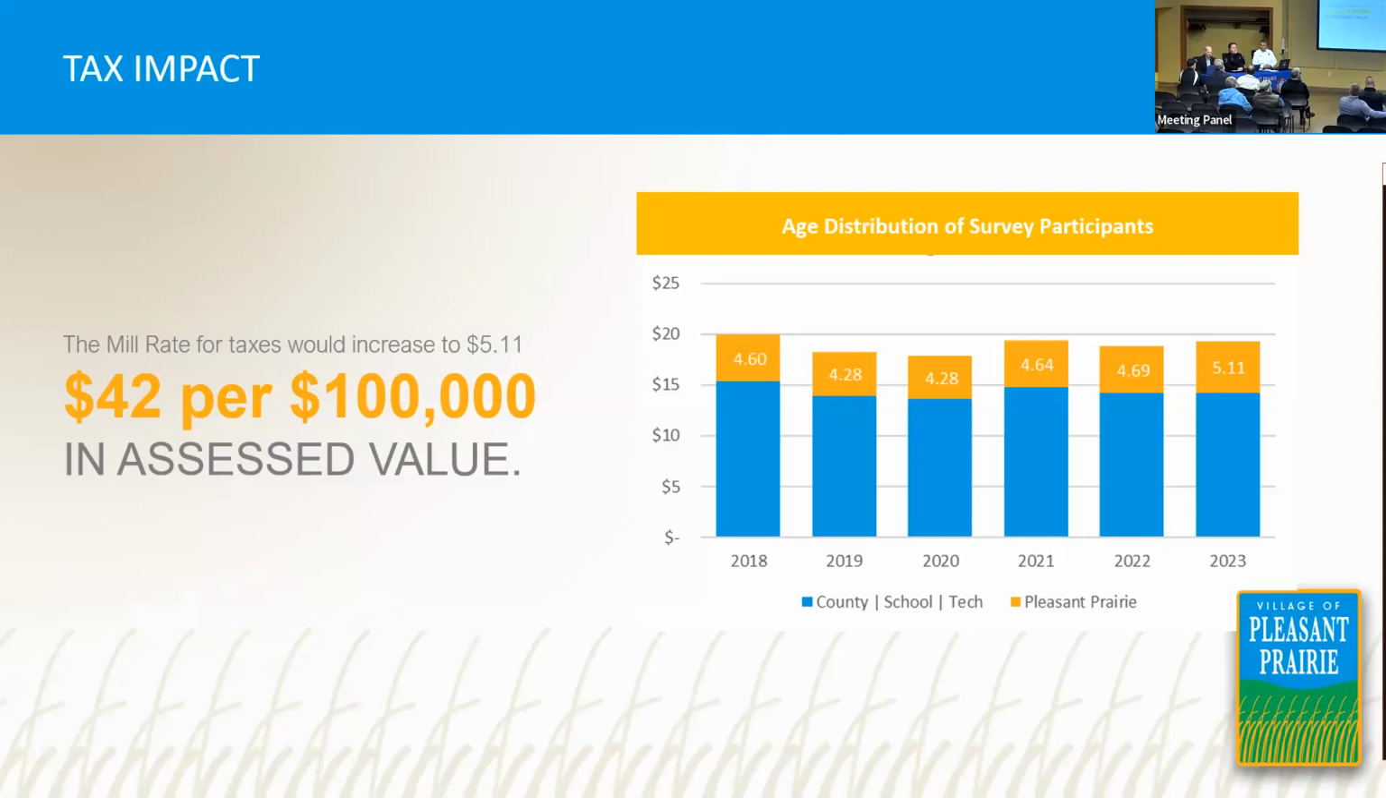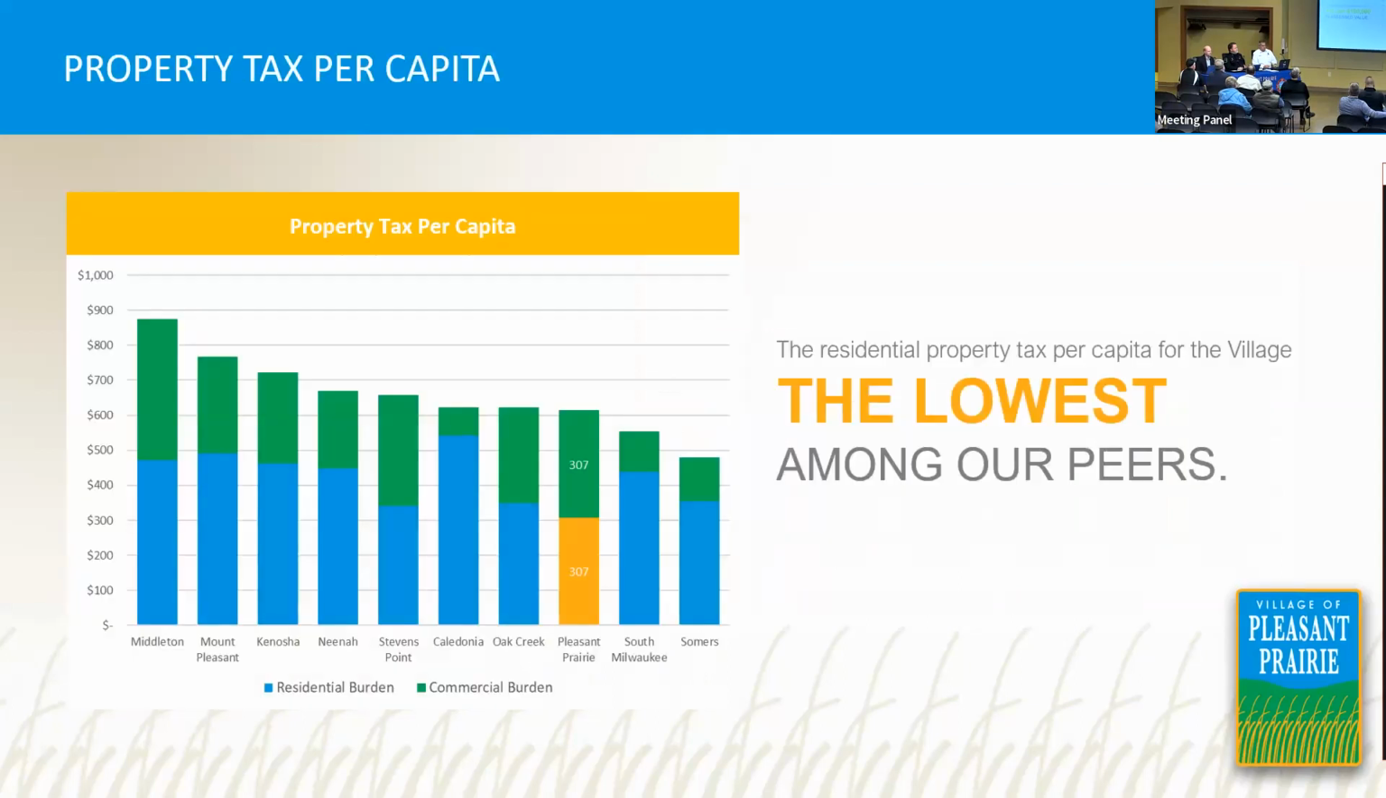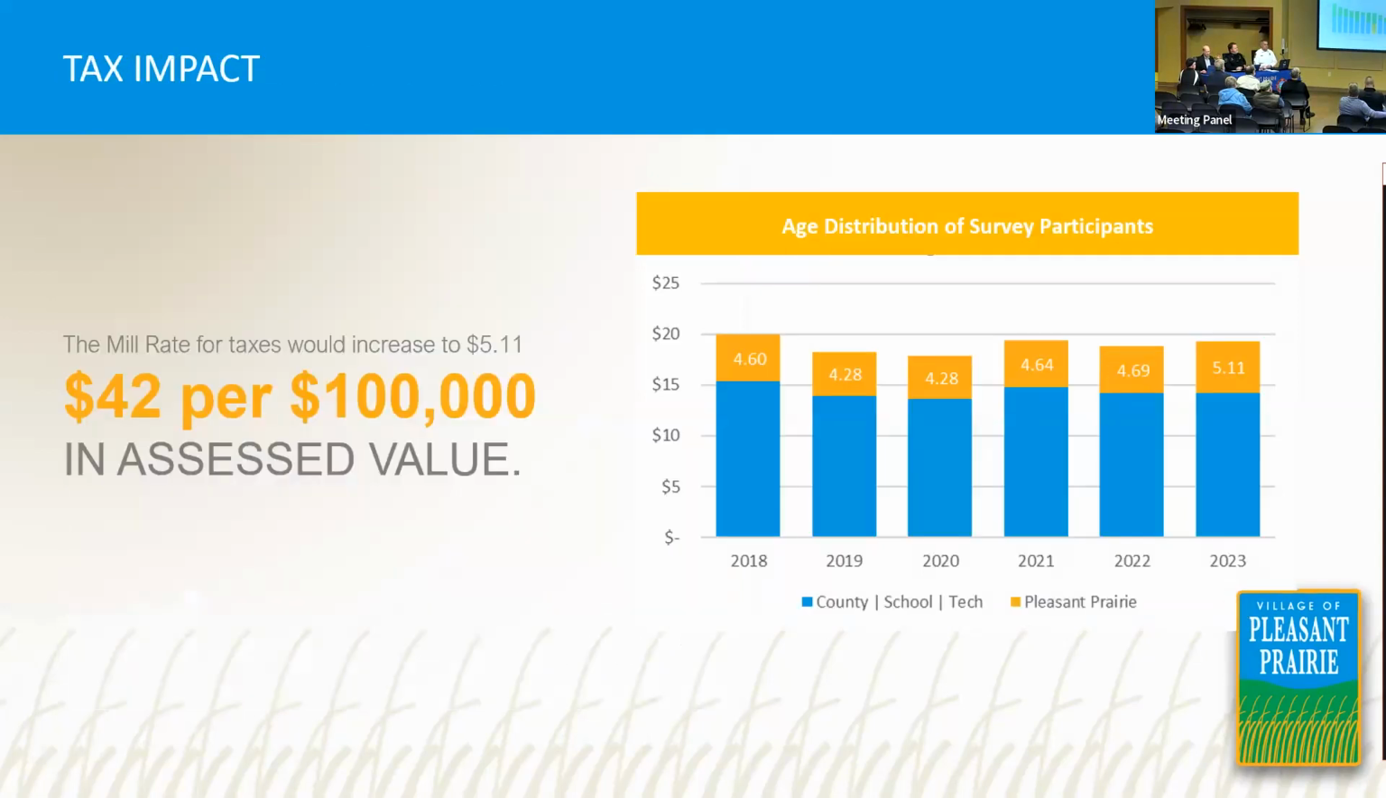The chart above provides the historical trend in the context of all taxing jurisdictions. It assumes that all other taxing jurisdictions maintain their current mill rate for 2023. But you can see that we're not even projecting to exceed what was in the past, right? Like in 2018, it was higher than what it would be even currently in 2023.